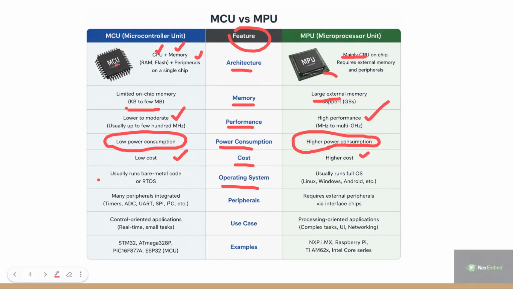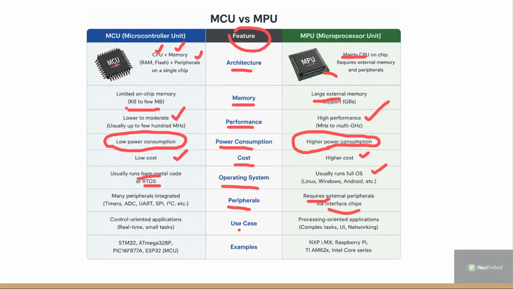Operating system. Microcontrollers usually don't come with an operating system. If I require one, I can go with a minimal operating system like RTOS or FreeRTOS, some other minimal operating system I can use inside the microcontroller. Mostly we go with bare metal code. Whereas a microprocessor fully runs on an operating system. It might be Linux, Windows or Android. Then about peripherals. Many peripherals are integrated inside the microcontroller chip like timer, ADC, watchdog, SPI, I2C, everything is integrated. But in a microprocessor, externally it has to be connected via interfacing chips.